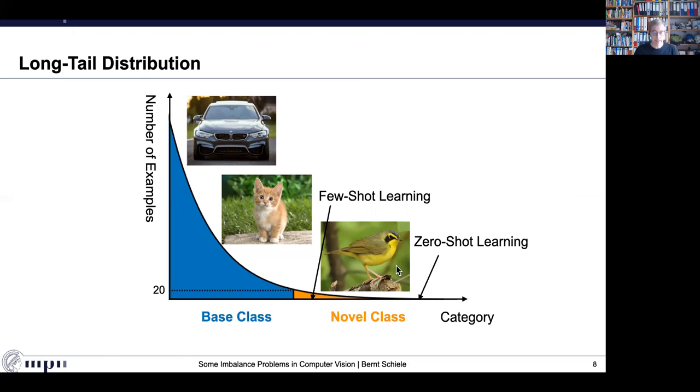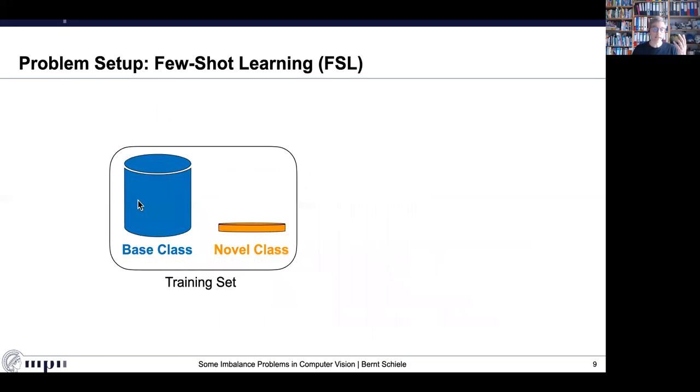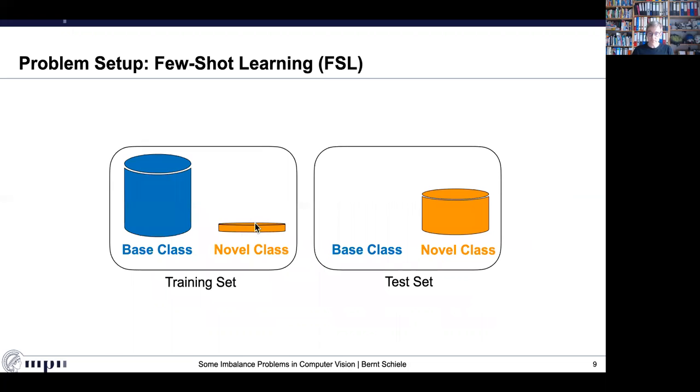And then the classic baselines are defining some base classes where you have a reasonable amount of data. And for the novel classes in the few-shot setting, you have a little training data, like 1, 5 or so samples per class. And then during testing, you're testing essentially only on the novel classes. That's the classic and standard setting.